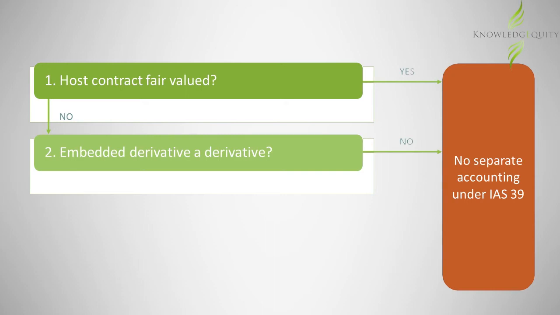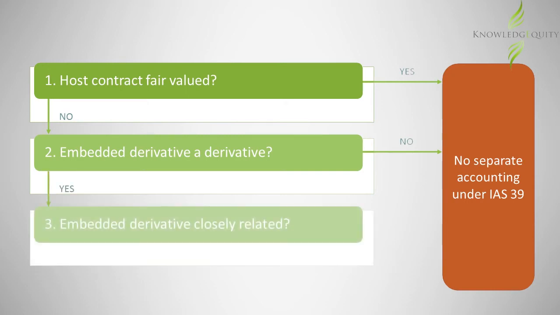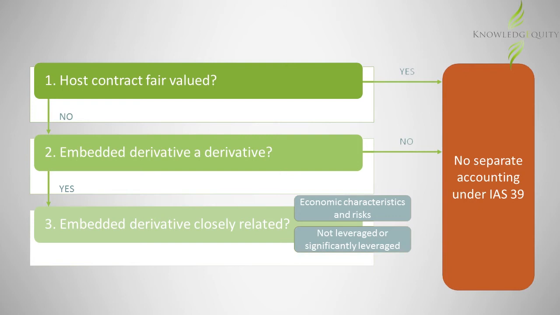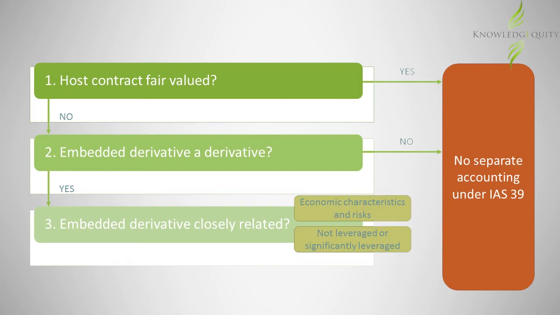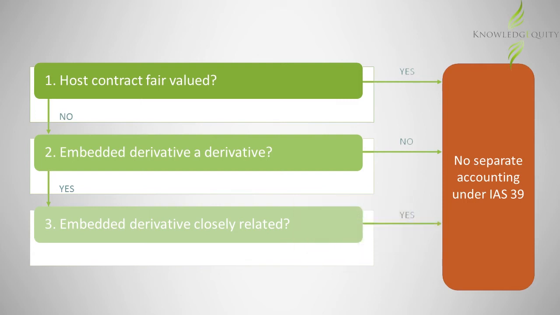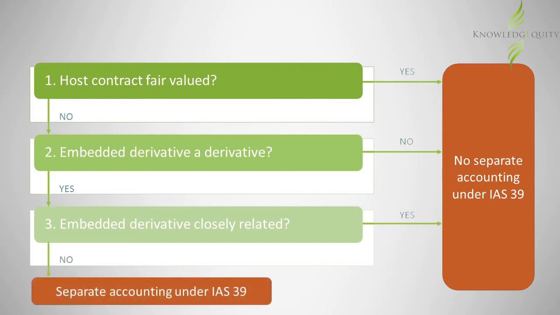Thirdly, is the embedded derivative closely related to the host contract? Here, we are looking at the economic characteristics and risks of the embedded derivative to see how closely they relate to the host contract. To be closely related, the embedded derivative should not be leveraged. If the embedded derivative is closely related, then there is no need to separately account for it. However, if it is not closely related, then it needs to be separately accounted for.